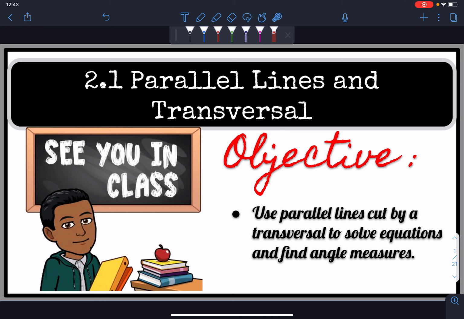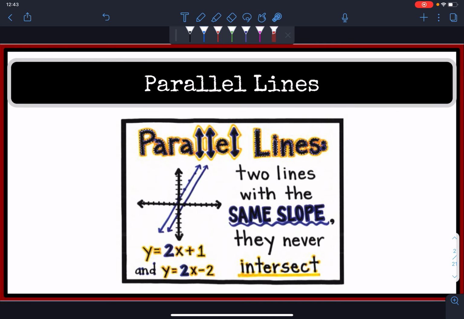This video is titled Parallel Lines and Transversals. This is from section 2.2 in our geometry lesson. And the objective of this lesson is to use parallel lines cut by a transversal to solve equations and find angle measures. So let's first go over parallel lines.